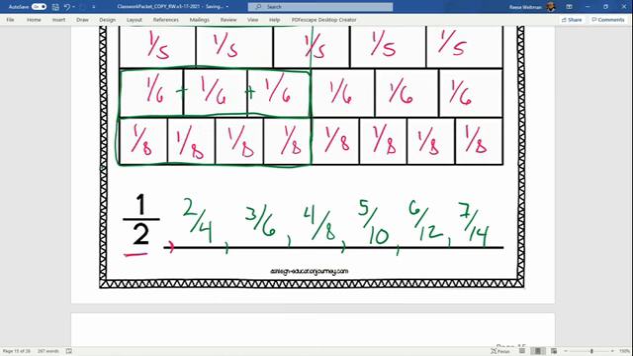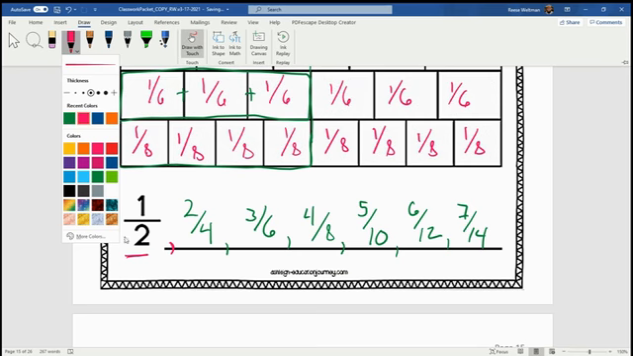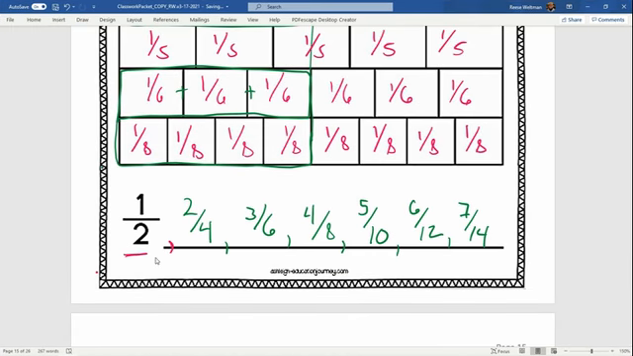4 divided by 2 equals 2. 6 divided by 3 equals 2. So we know we're going up 2 each time in the denominator when we're looking for these equivalent fractions, okay? And remember what I've said in class here.